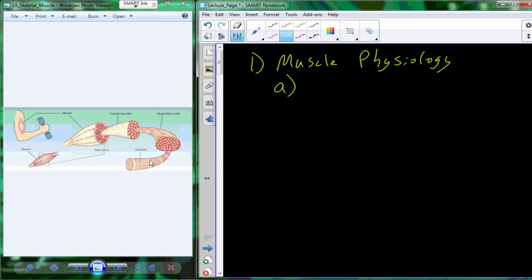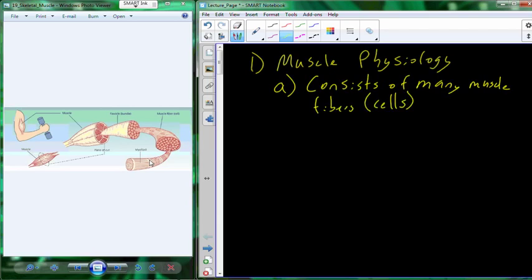So from an anatomical and physiological perspective, skeletal muscle consists of many muscle fibers. And these are also called cells. So it's the muscle fiber that is the muscle cell, or rather the cell of the muscle. And they are connected in bundles.